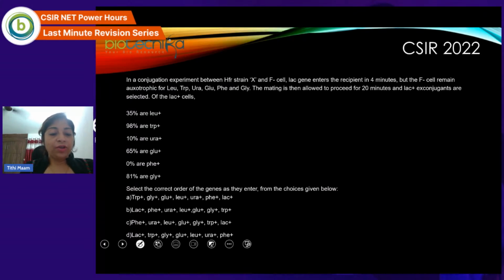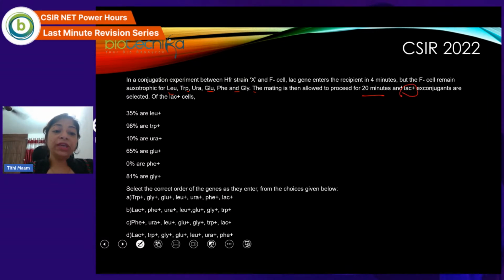Okay. Moving on, another question from bacterial genetics. Now, in this one, we are talking about the conjugation experiment. This is a part B question, but I took it so that again you get a better understanding of conjugation here. So, in a conjugation experiment between HFR strain X and F minus cell, lac gene enters the recipient in 4 minutes, but F minus cell remain auxotrophic for these different genes. The mating is then allowed to proceed for another 20 minutes and lac plus X conjugates are selected.